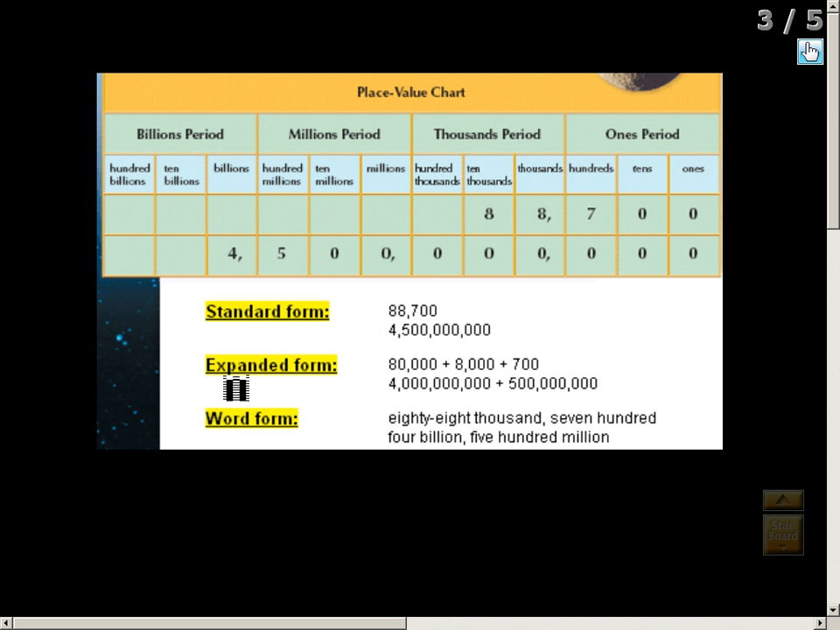First of all, it's important to look at what is standard, expanded, and word form. Standard form, as you can see, is just the numbers written just like we normally would see them. It's just a standard way of writing them. Another form that we're going to take a look at today is the expanded form.